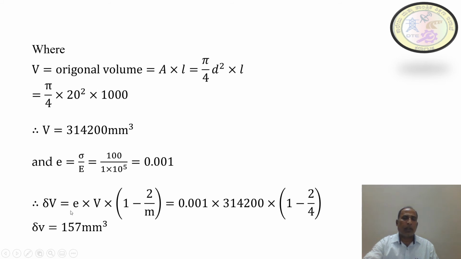Therefore, delta V equal to e into V into (1 minus 2 by m). So e is 0.001 into 314,200 into (1 minus 2 by 4), value of m is 4. Substitute all the values of strain, original volume and the value of m, and after calculation the change in volume will be 157 mm cube.